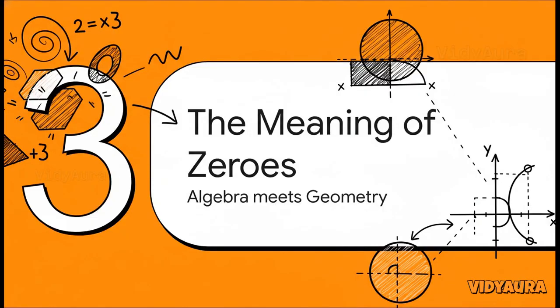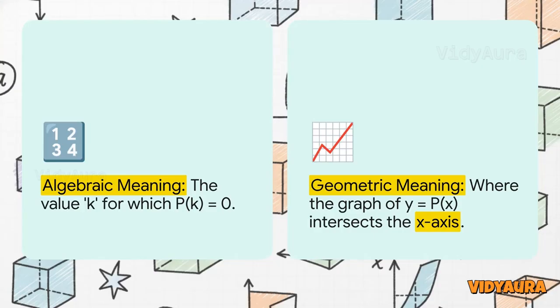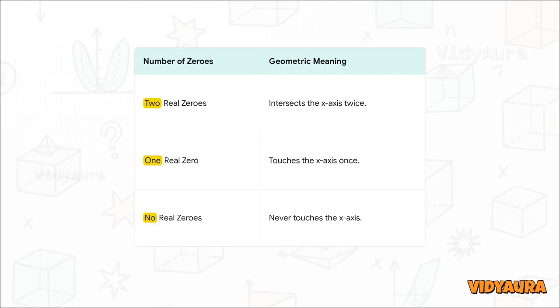Okay, this next part is where it gets really, really cool. This is the moment where the abstract world of algebra crashes right into the visual world of geometry. We need to talk about zeros. So, a zero of a polynomial is really just two sides of the very same coin. On the algebra side, it's the magic number that you can plug in for x to make the entire expression equal 0. But on the geometry side, and this is the beautiful part, it's simply the exact spot where the graph of that polynomial crosses the horizontal x-axis.